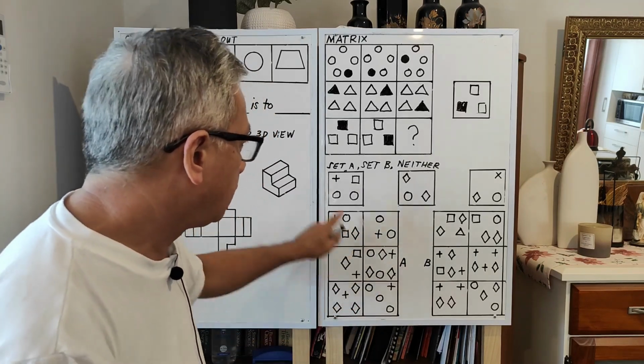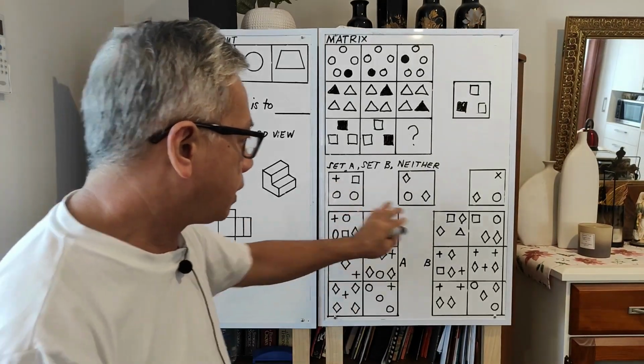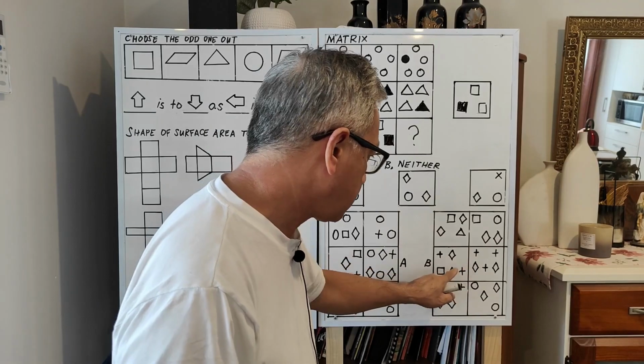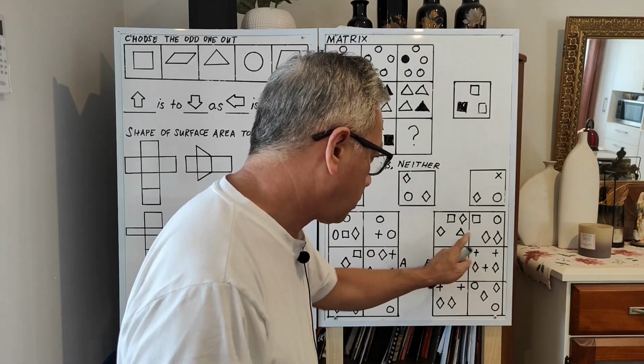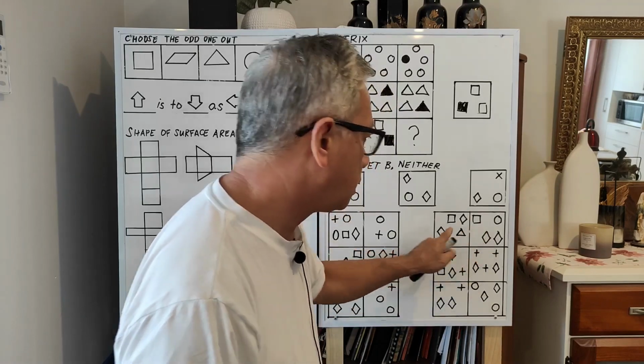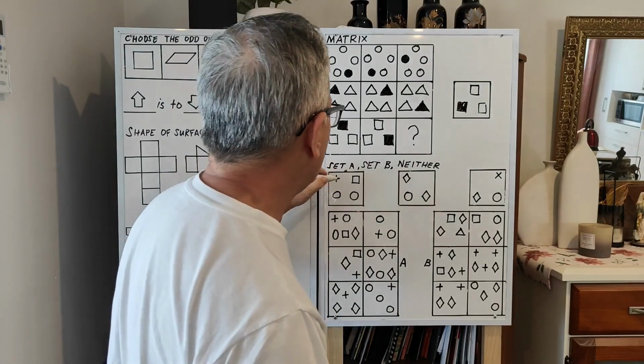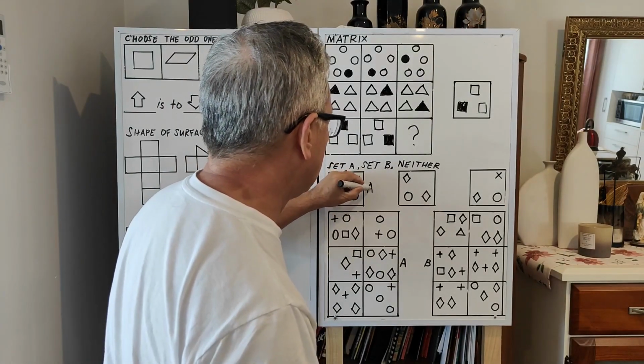There's a single plus, and this one contains a single plus. If we check on the other set, the plus is not consistent. There are 2 in here, 3 in here, 2 in here, none in these 3. So this one belongs to set A.